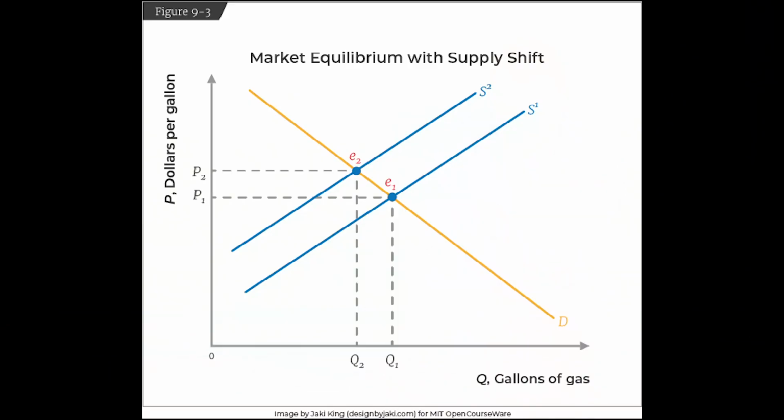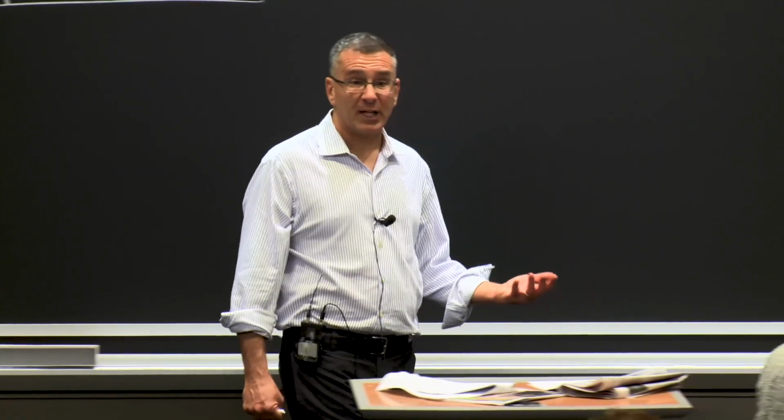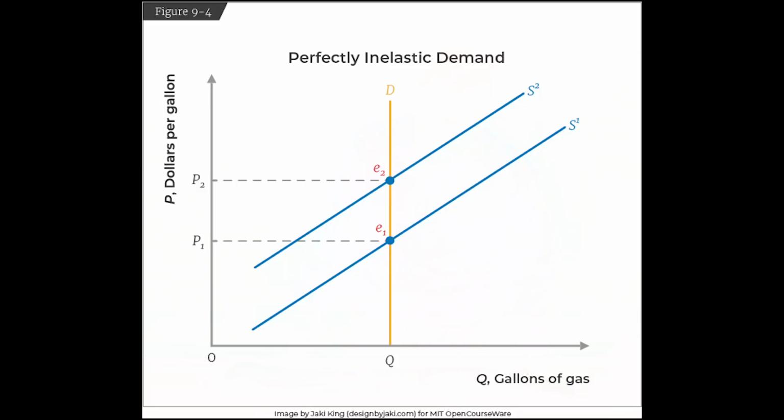Figure 9.3, the figure we're just looking at, shows what happens when the supply curve shifts with a standard downward sloping demand curve: the price goes up and quantity falls. However, imagine instead we had perfectly inelastic demand, for example for insulin. Then what would happen? Figure 9.4 shows that if demand is perfectly inelastic, quantity won't change.